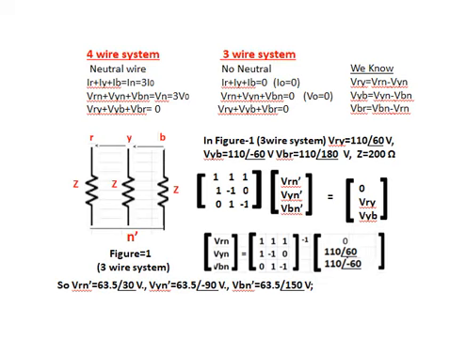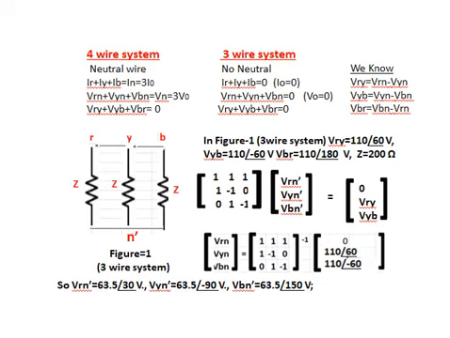See figure 1. In this figure 1, R phase, Y phase, B phase are terminals. Z is the load. One side of the load is connected to the source R phase, Y phase, B phase. The other side of the impedance is connected as a star, and we call this point N dash, that is the virtual neutral point. In figure 1, 3-wire system, VRY equals 110 angle 60, VYB equals 110 angle minus 60, VBR equals 110 angle 180, Z equals 200 ohms, that is a balanced load.